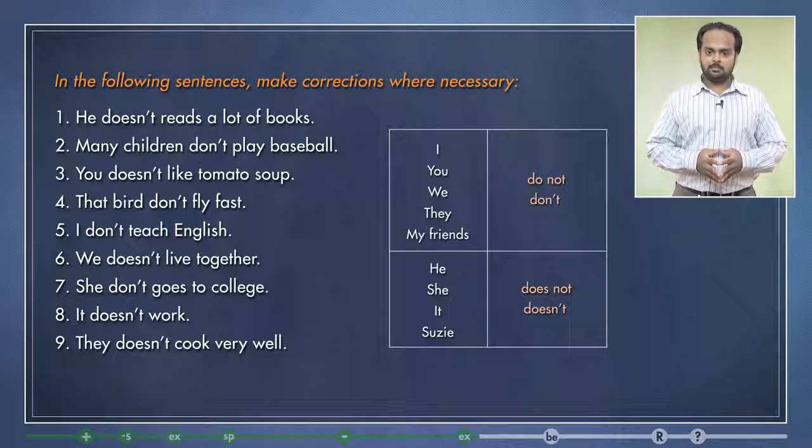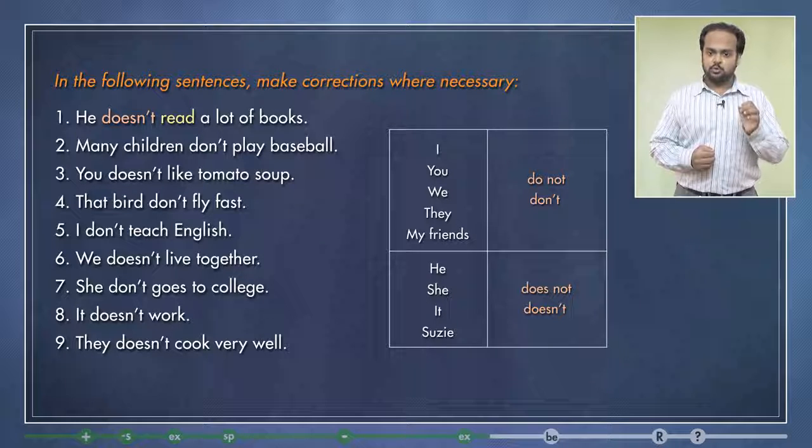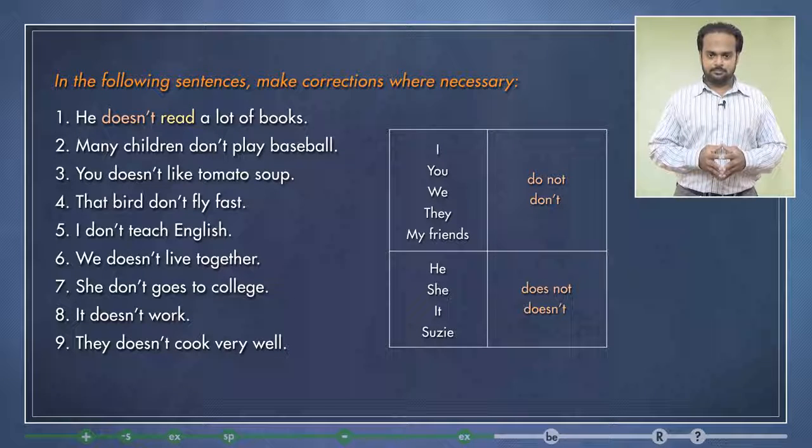Alright, the form table is on the screen now, and let's look at the answers. Number 1 is wrong. It should be, he doesn't read a lot of books. This is a very common mistake. In negative sentences in the present simple tense, you should only add s to the helping verb, and you have doesn't. Don't add s again to the main verb. Number 2 is correct. We have a plural subject. Many children don't play baseball.